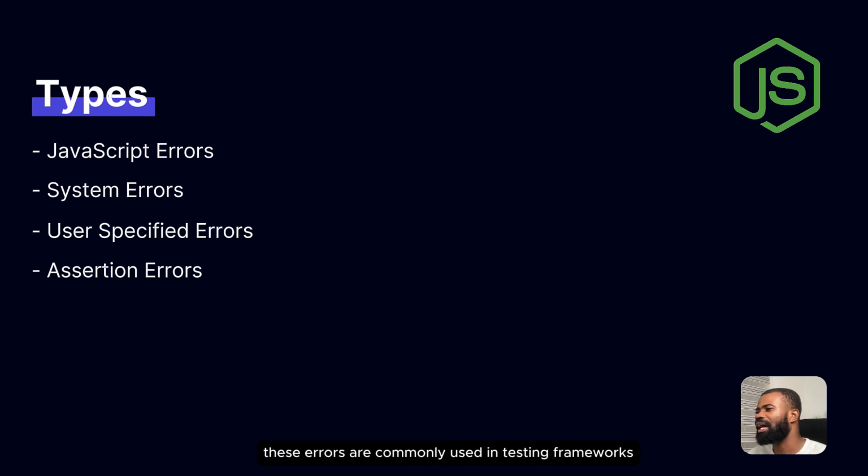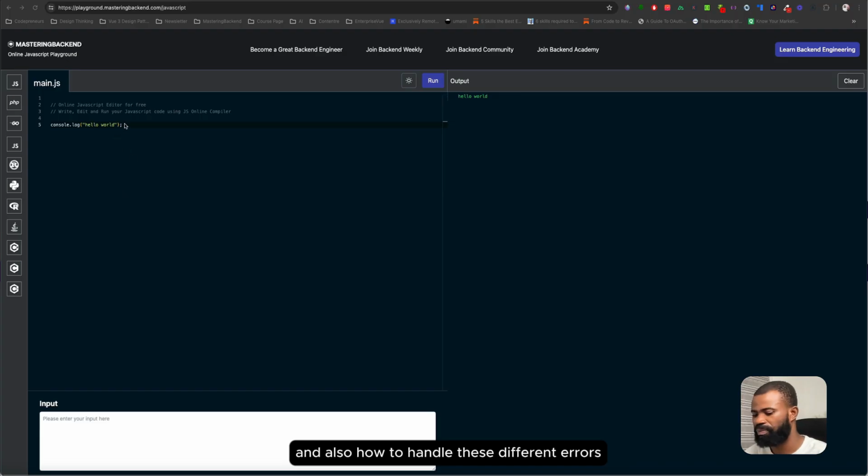These errors are commonly used in testing frameworks to validate code behaviors during unit tests. During unit tests, we are going to explore more about assertion tests. All right, so next, let's move on to the playground and let me demonstrate these different errors, showing you how to catch them and also how to handle them.